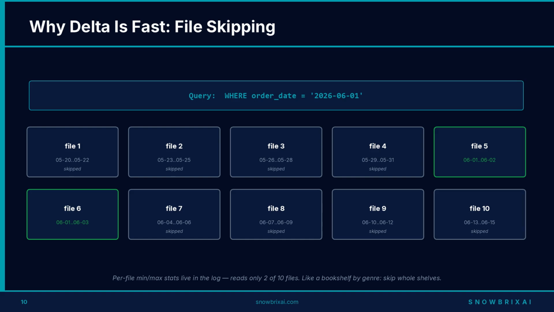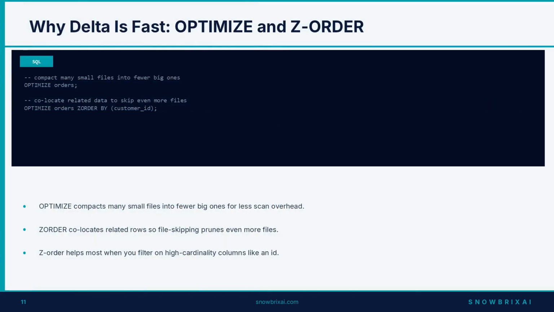On screen, a query touches just 2 files out of 10. The other 8 are skipped because the stats live right there in the log. Data skipping works best when your files are well organized. That is what these two commands do.